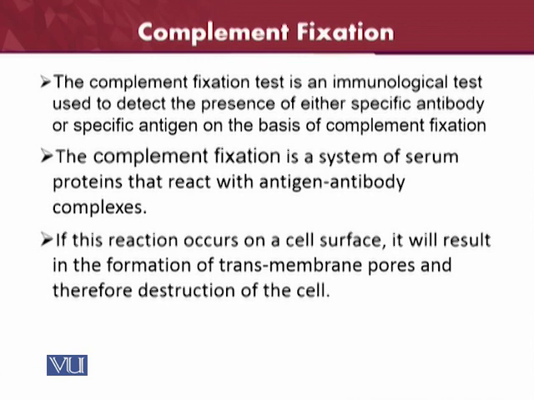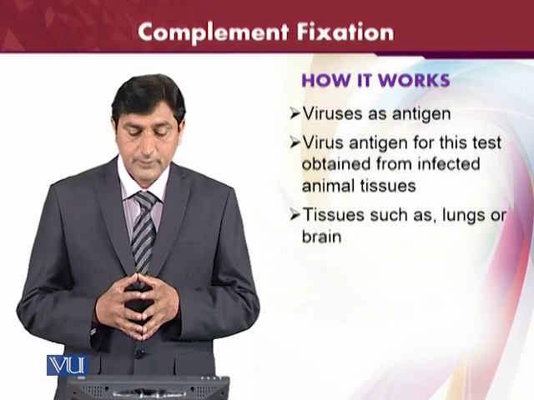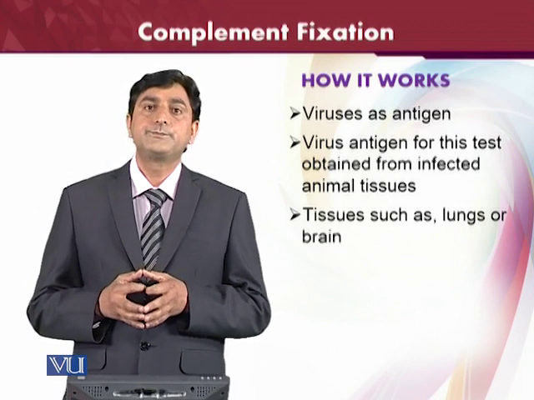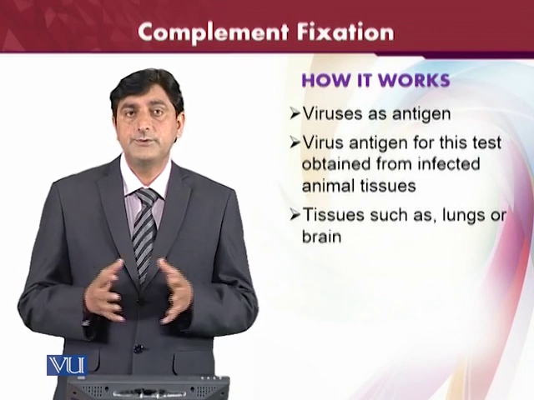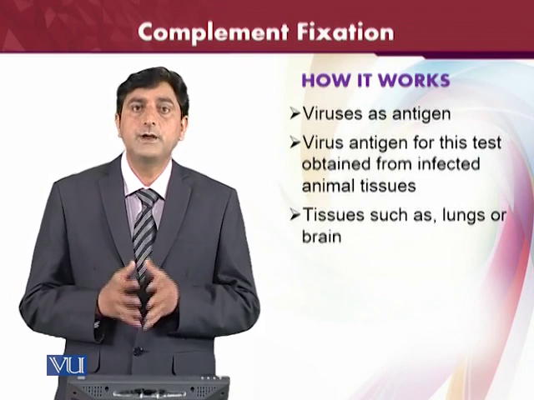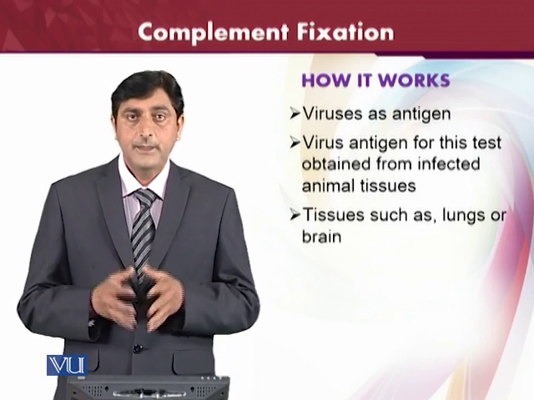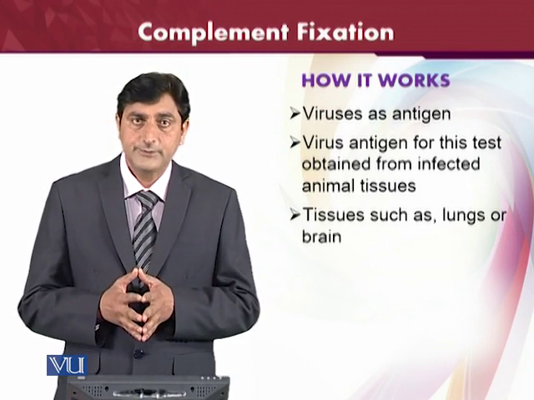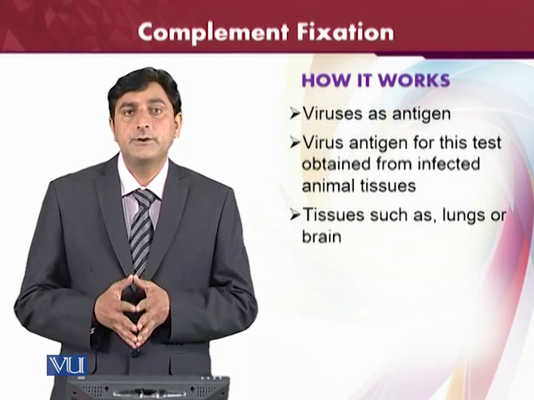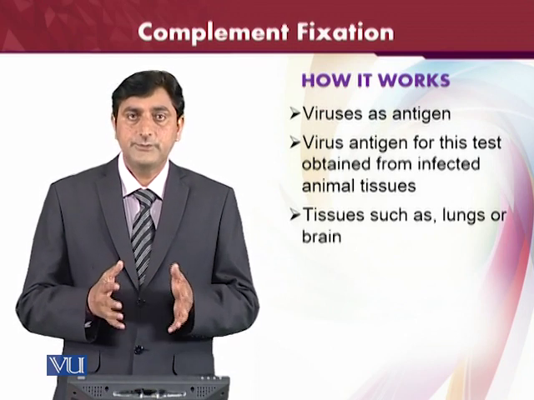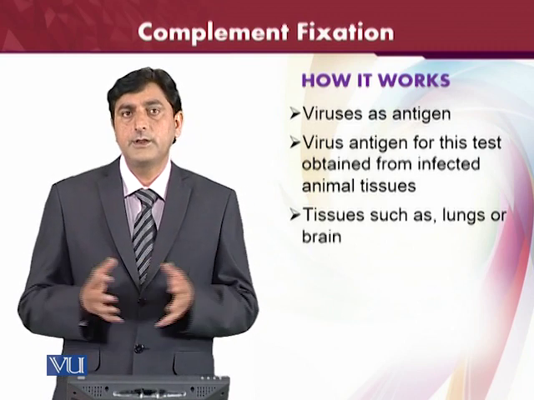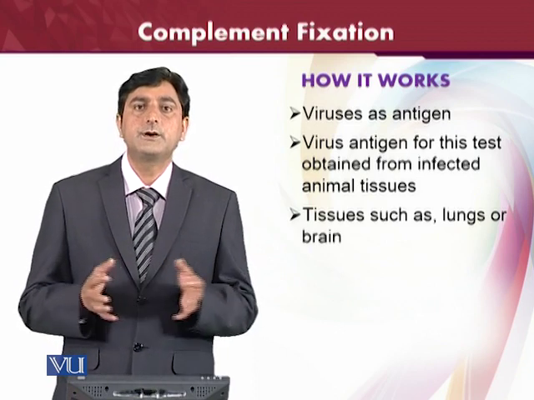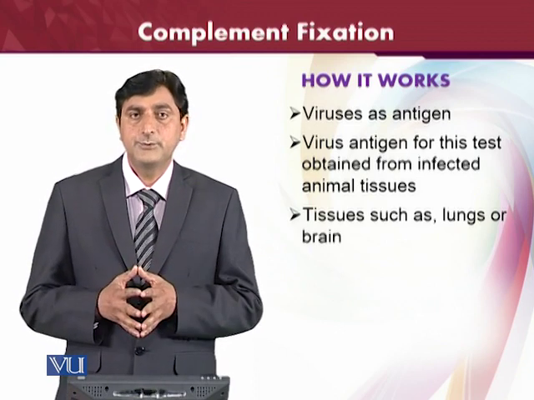The viruses act as the antigens in the complement fixation test. The virus antigen for this test is obtained from infected animal tissues. Of course, it is one of the disadvantages of this test, just like the agglutination and precipitation test, that we have to use animals for isolation of the viruses. The virus is obtained from the animal tissues, and the tissue depends on which kind of virus it is. Most of the time we are using the lungs, or maybe the brain, just like for the rabies virus.